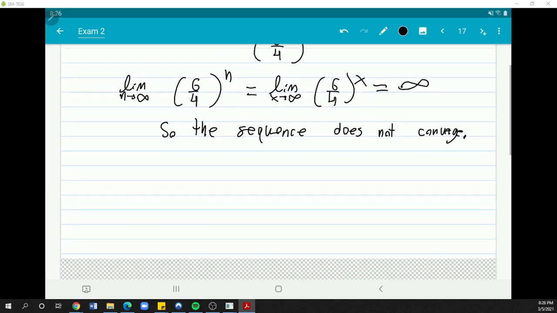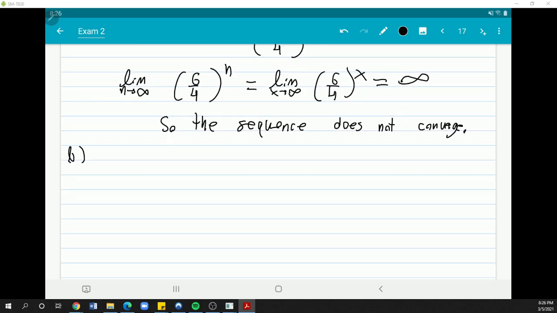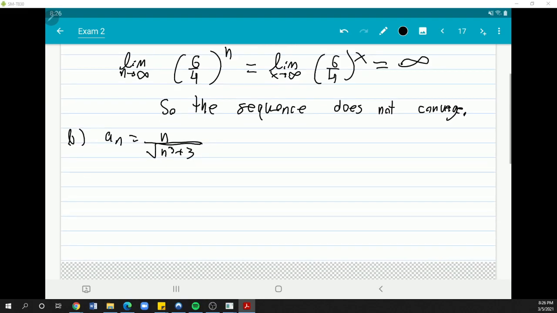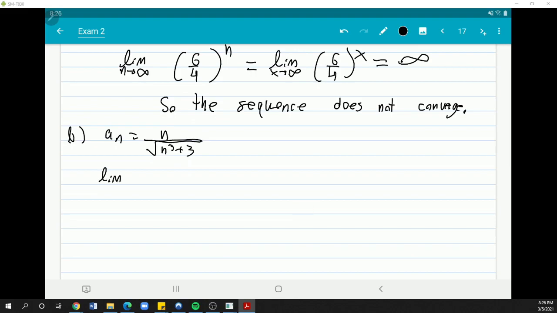Okay, so part B gives you a_n equal to n over the square root of n cubed plus 3. So the limit as n goes to infinity of n over the square root of n cubed plus 3 is equal to, let's do a little bit of work, n goes to infinity, n over n times the square root of n cubed, 1 plus 3 over n cubed. You might recognize this calculus trick.